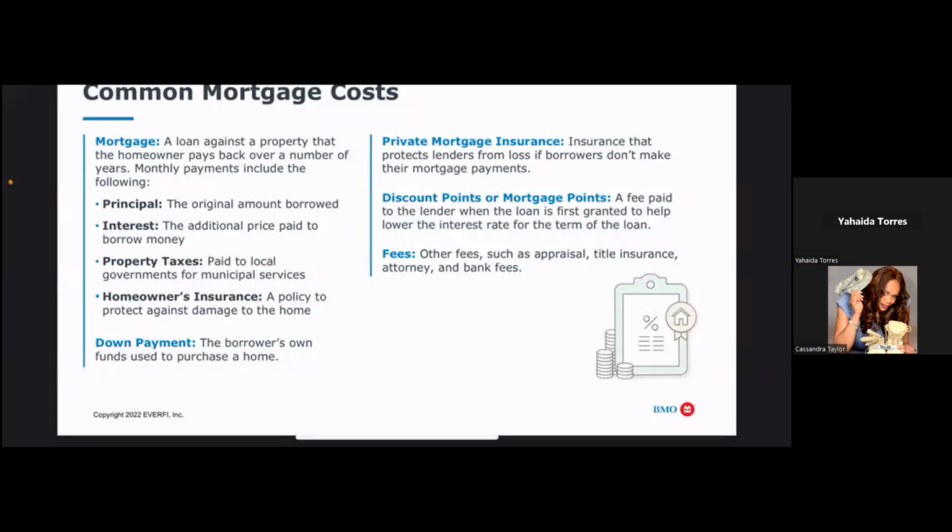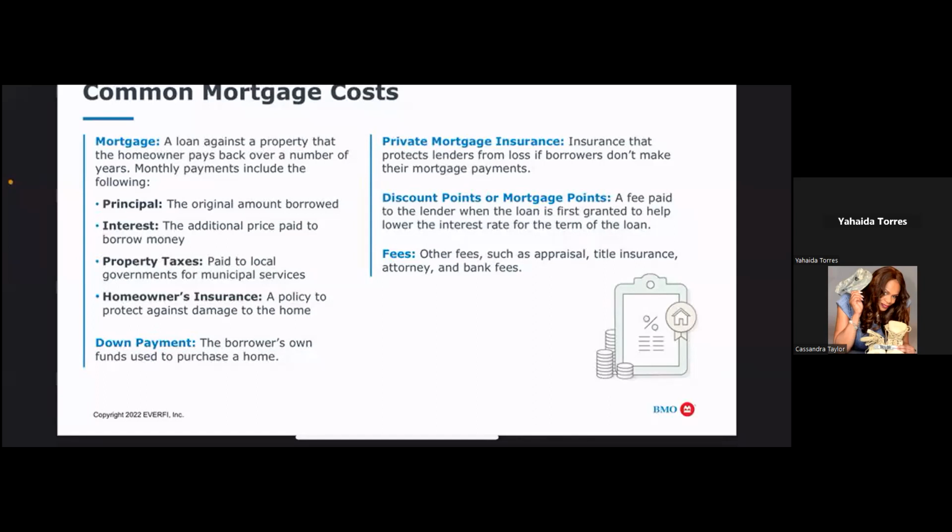It seems like a lot over time, but again, it's broken down monthly with your principal payment, the amount that you're paying for your home. And then your lender is going to determine the interest rate, which is a yearly percentage of the principal that you owe. The higher the interest rate, the more you're going to have to pay each month.